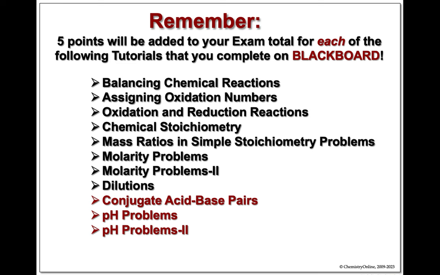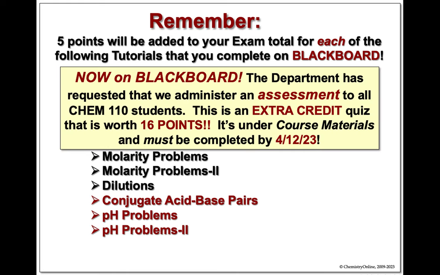Now on Blackboard, under course materials, is something called the department assessment. Basically, what the department wants to know, or somebody wants to know, is do people in 110 know anything? So they have designed this quiz, and we're supposed to give it as an extra credit. It has 32 questions. That's 16 points. So, you do these three, you do the 16 points here. By George, you're 31 points ahead, aren't you? Do this assessment. The department needs the results by 4/12. So at 4/12, it disappears.